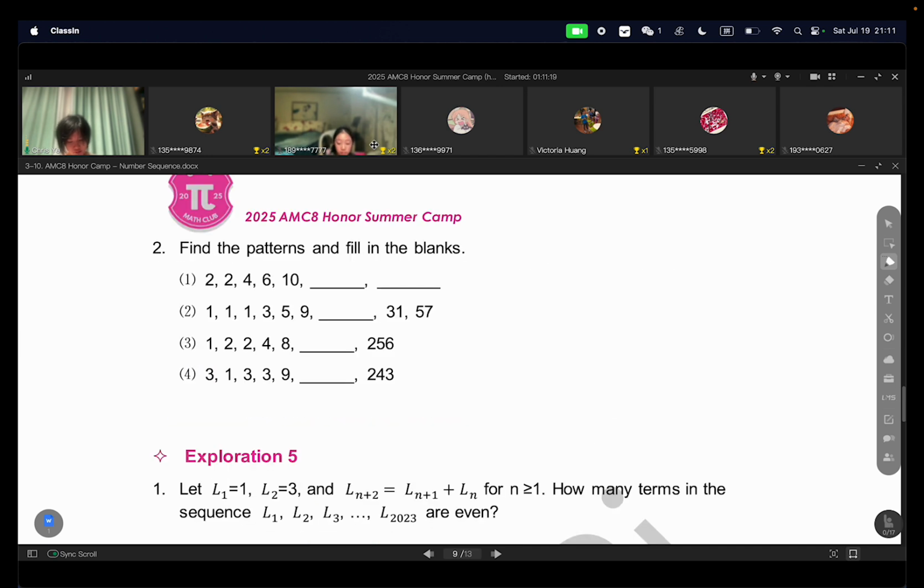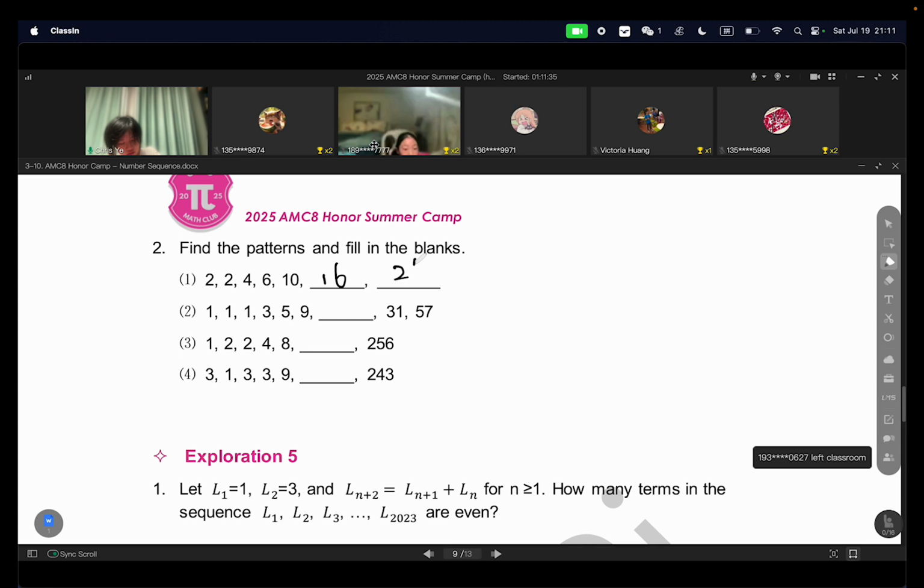And for this one, we can also do 2 plus 2 equals 4, and 2 plus 4 equals 6. So that means that for this Fibonacci sequence, we only have to add up the two previous numbers. Then by filling in the blanks, we have these, which is pretty simple. Are there any questions?